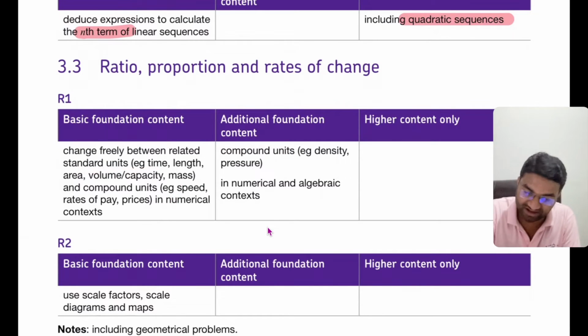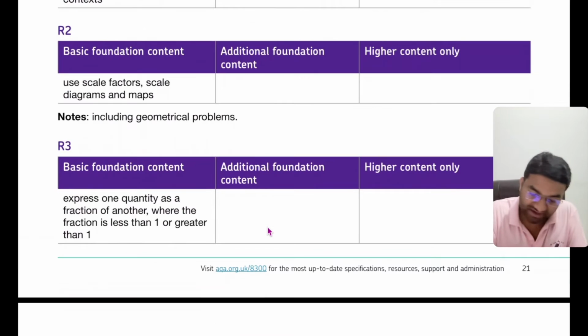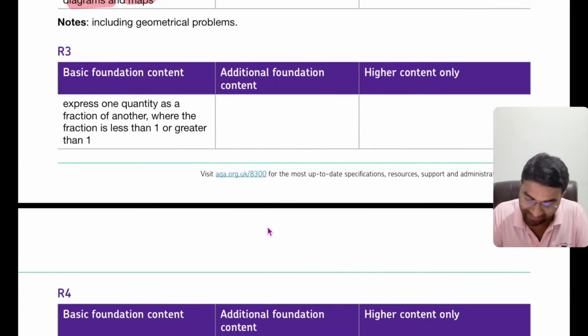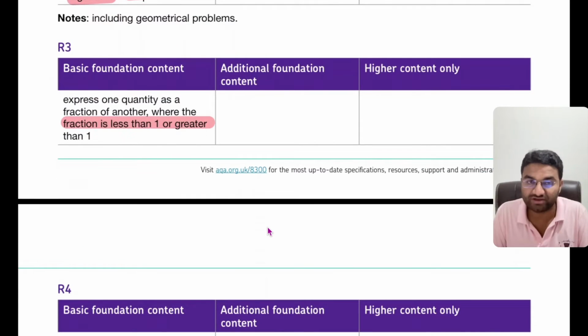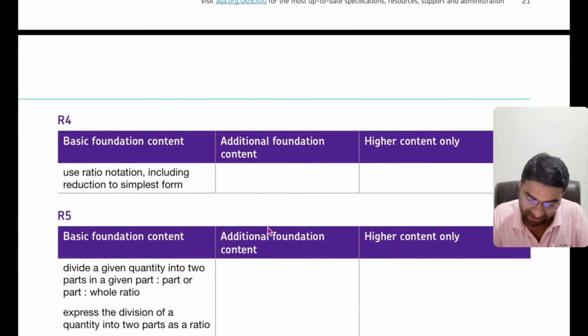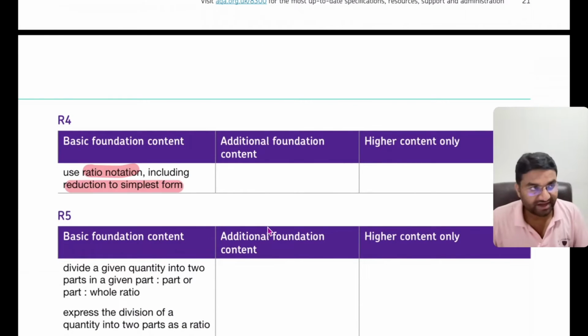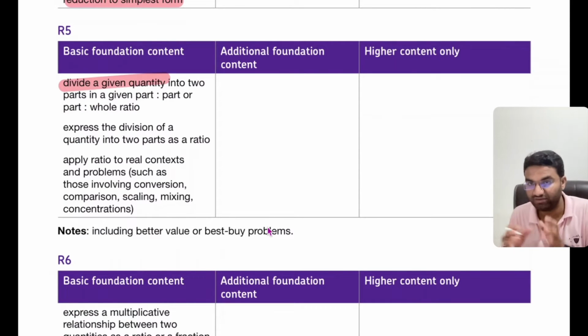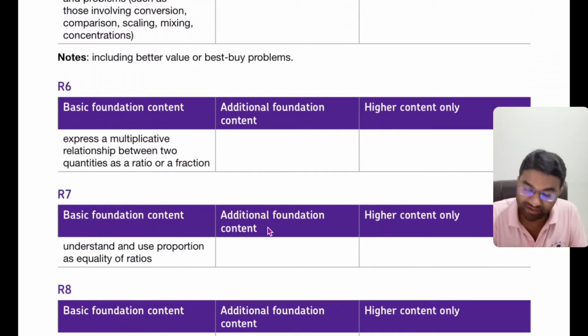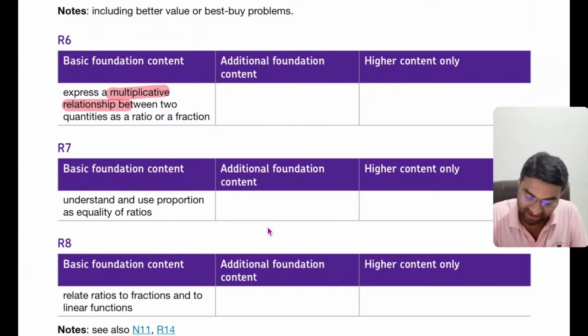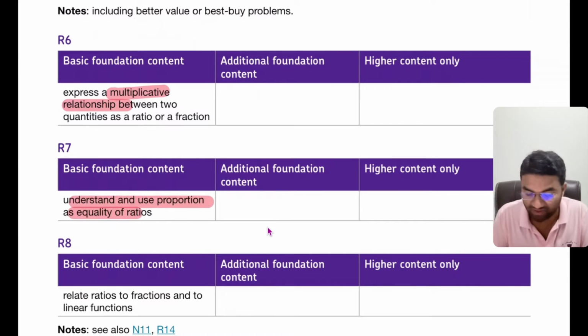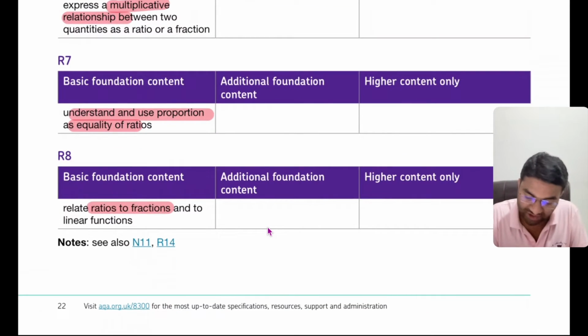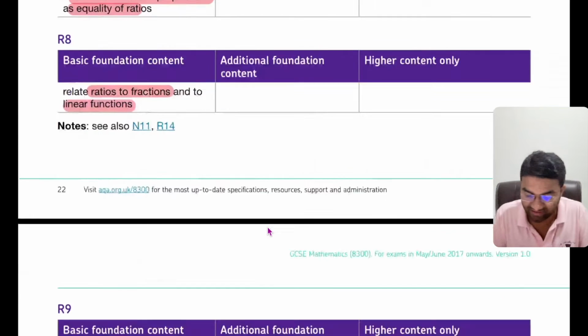Compound units are also there. Okay, then scale factor, scale diagrams, maps. Then the fraction with numerator greater than 1 we have. Then ratios, notation, reduction to the simplest form. Okay, so next, divide a given quantity into two parts, means we have to divide into a certain ratio. Then expression of multiplicative relationship between two quantities. Understand and use proportion as equality of ratios, ratios to the fraction and linear fraction.